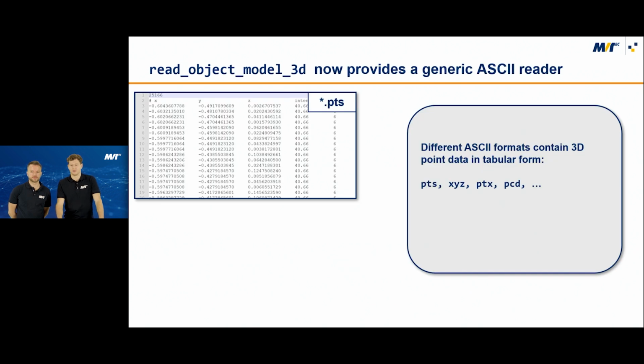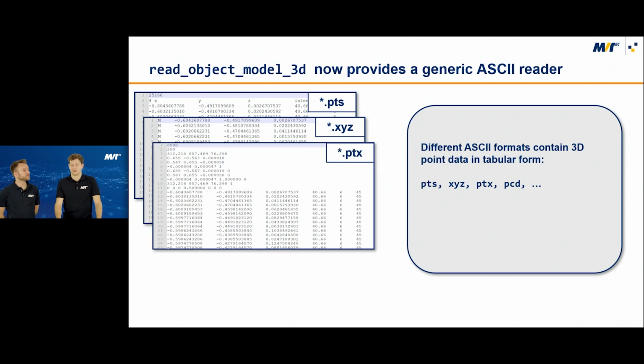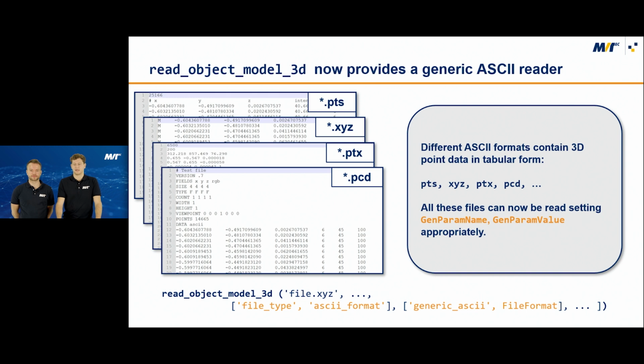We have another new feature. So with HALCON 2411, we now also provide a generic ASCII reader for 3D object model data in tabular form. There are many different ASCII file formats. Some can contain 1 point per line. For some others, the columns can contain X, Y, Z coordinates, and even additional attributes like the X, Y, Z normals, intensity values, RGB values, or more custom attributes. And to cover all of these file formats and other user-defined formats, read_object_model_3d now also provides the option to choose the file type generic ASCII.